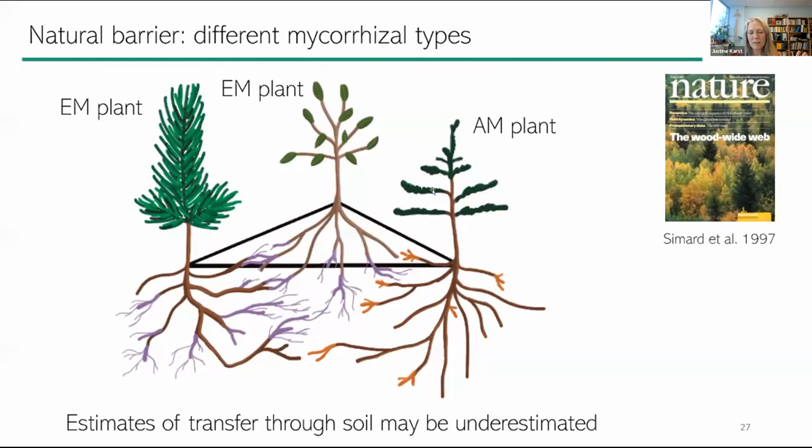So what this tells us is that this arbuscular mycorrhizal plant, when we're using it to account for the amount of carbon or resource moving through that soil pathway, is likely underestimating that amount. So there was already a tiny amount moving between the two ectomycorrhizal plants, and we're suggesting that maybe a lot more of it actually was through the soil. So just keep that in mind.